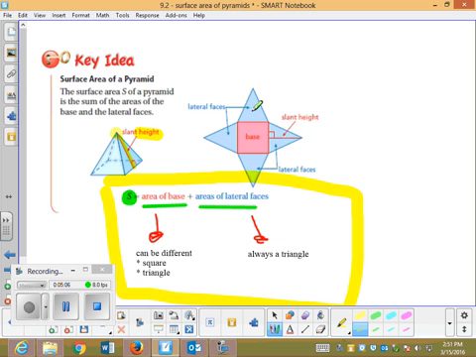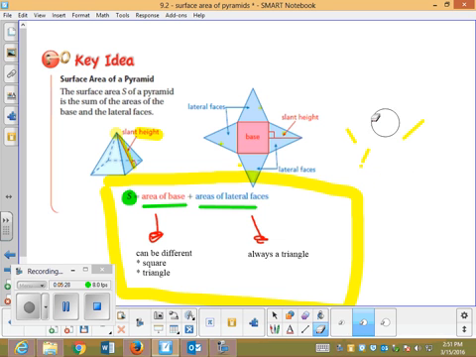Now, the face in this one is 1, 2, 3, 4. But it doesn't necessarily have to have 4, because what if you have an octagon? Then it has how many sides? 8. So it would have 8 faces. So how many faces you have depends on what the shape of the base is. If you have a triangular base, how many faces do you have? 1, 2, 3. Does that make sense?